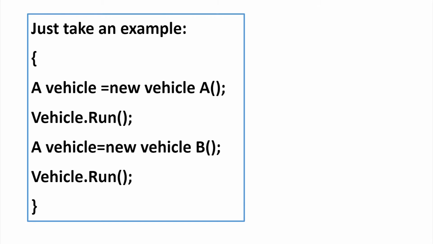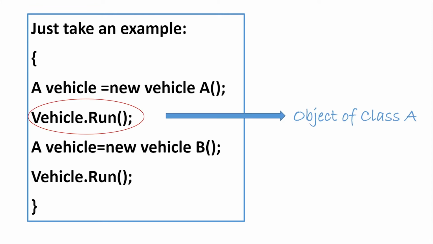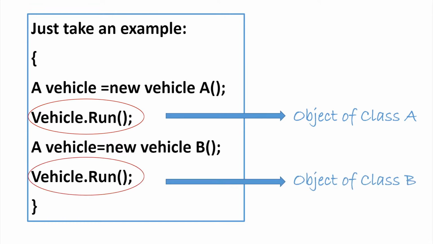Vehicle equals new Vehicle A. Here, A is a class which has been assigned. Vehicle.run. Here, run is the method applied on the vehicle. That means, what functionality will this vehicle have? Vehicle equals new Vehicle B. Vehicle.run. Similarly, another declaration of vehicle is done which performs the same function as A in the form of a method.